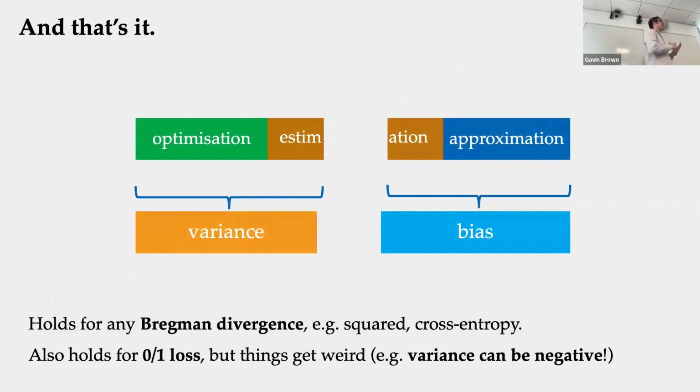It holds for any Bregman divergence, which is a class of loss functions, including squared loss. Cross entropy is another one for which this holds, logistic loss. It also holds for 0-1 loss classification problems, but it gets quite weird in that this variance term here can be negative.